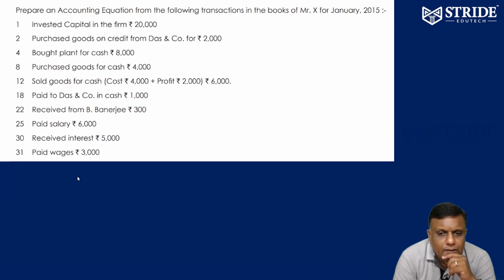That's it. So paid wages is an expense, just like salary is an expense. Expense or profit decreases or capital decreases. Similarly, cash decreased by 3000. Treat it just like salary. Paid wages. Wages reduces or profit reduces or capital reduces. Cash reduces by 3000.